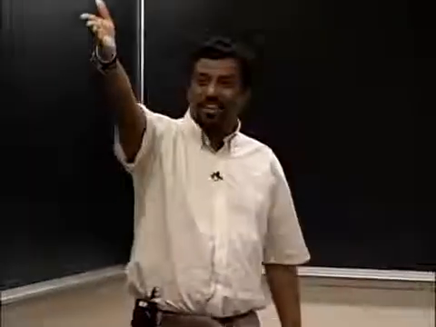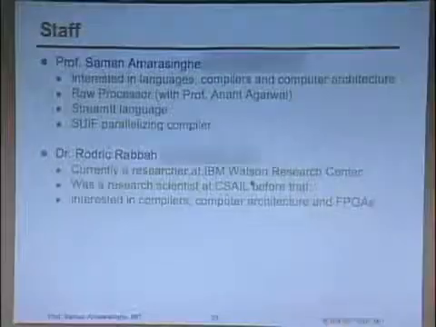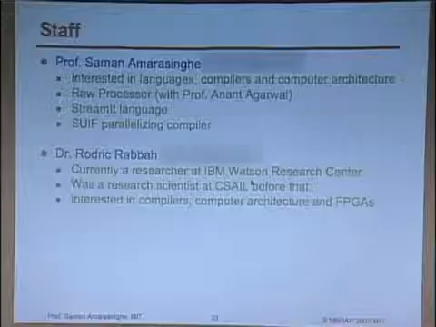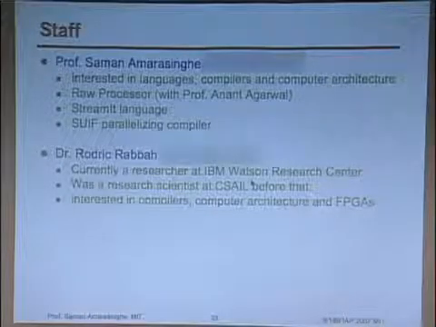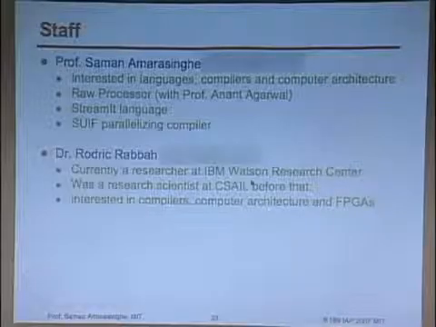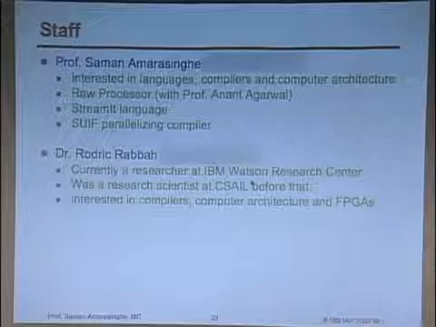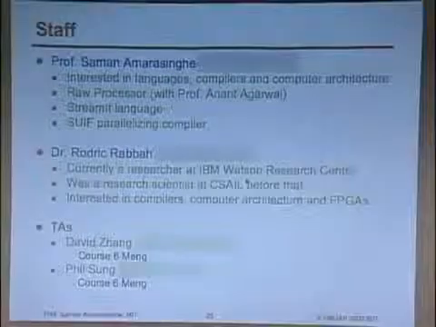And Roderick is sitting in there. Roderick is right now at IBM TJ Watson, but he's probably going to live at Sea Sale next month, so he's going to be here more than me, in fact. He was actually in the lab till a few months ago as a research scientist, and he's also interested in a lot of these things: compilers, parallel architecture, and FPGA type work.